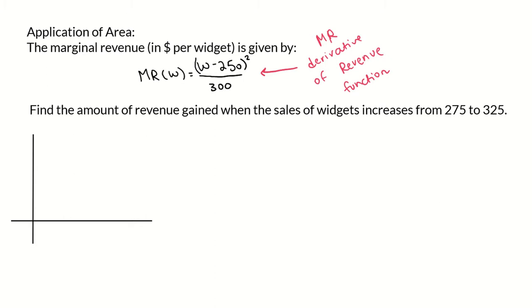So the revenue gained, that's just the total change in the marginal revenue. We think about the marginal revenue is how much the revenue is going up per each widget. So the revenue gained would be the change in the total marginal revenue over the given X values, or in our case, over the given W values.